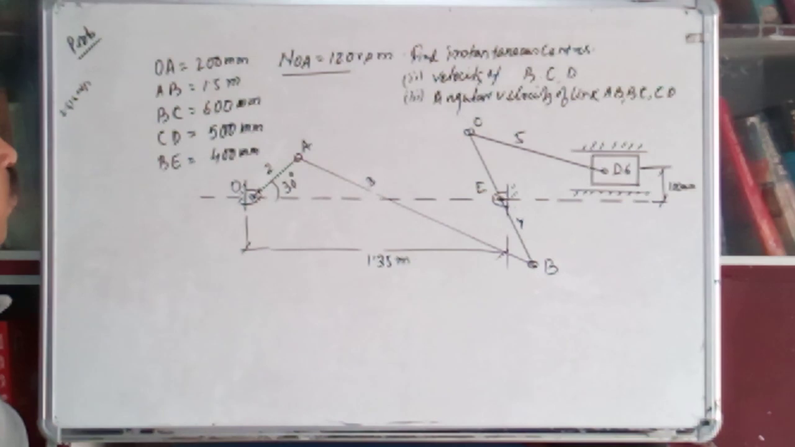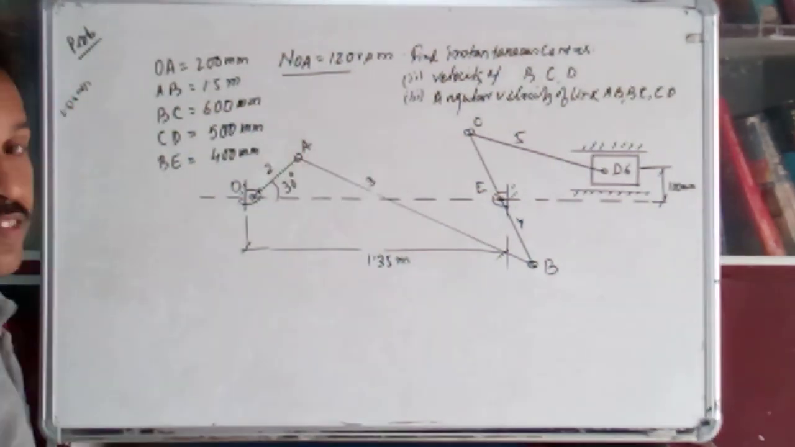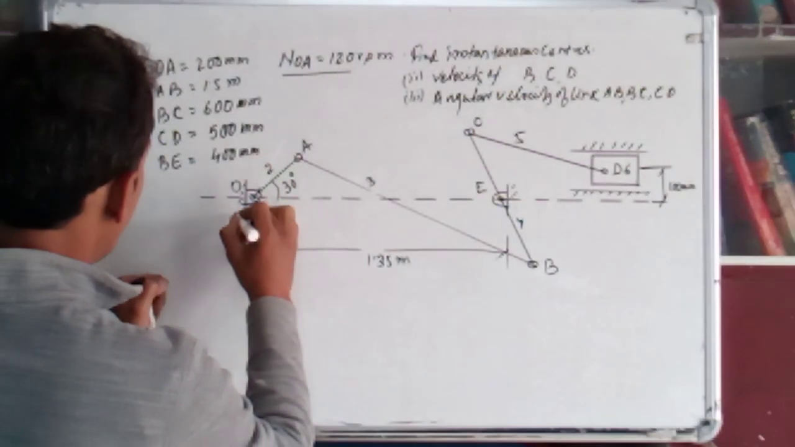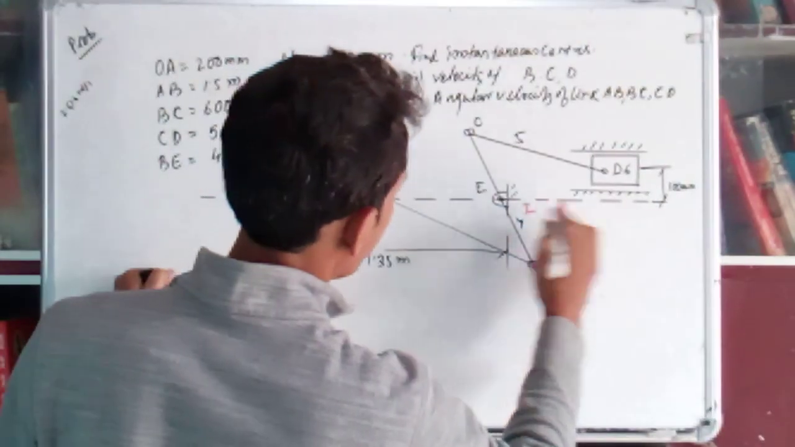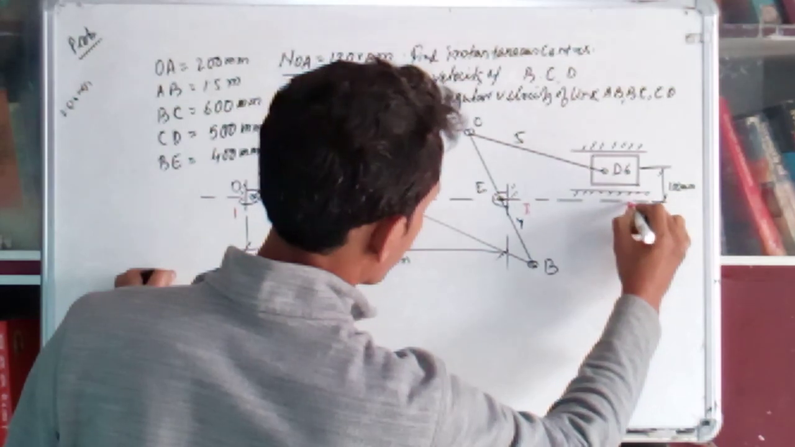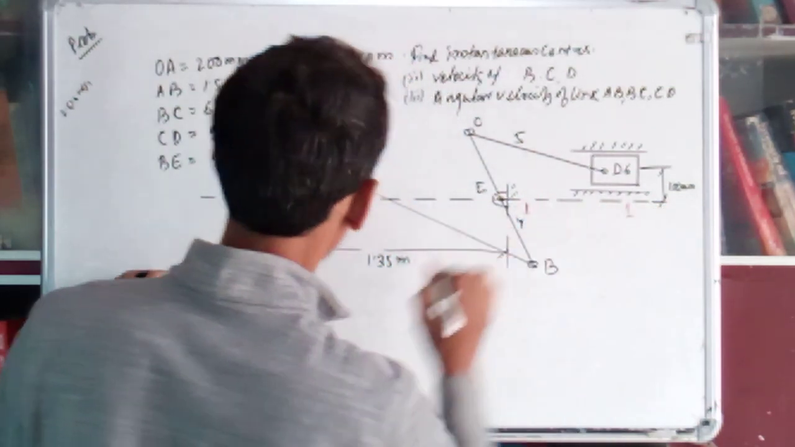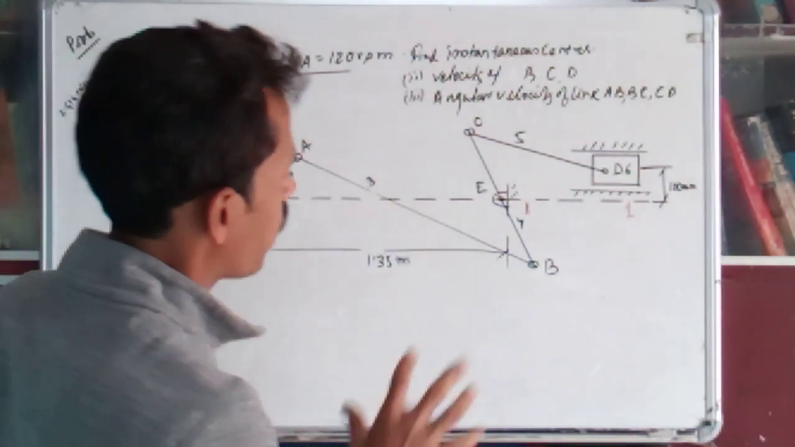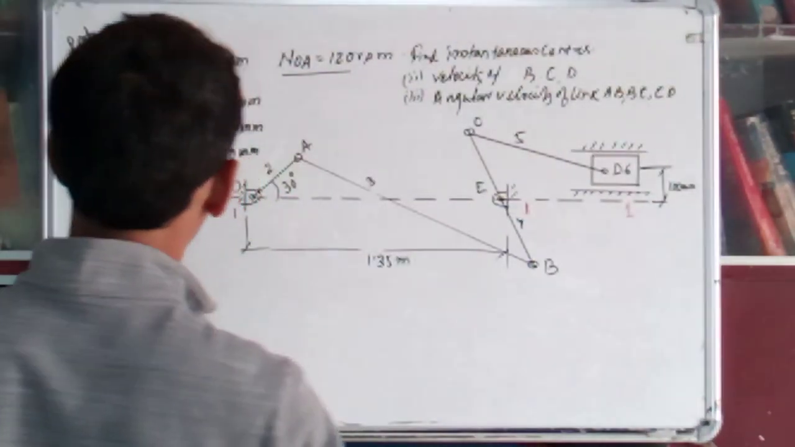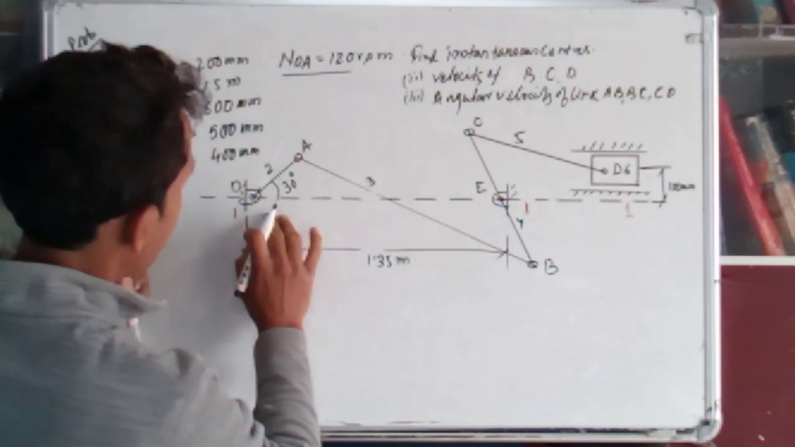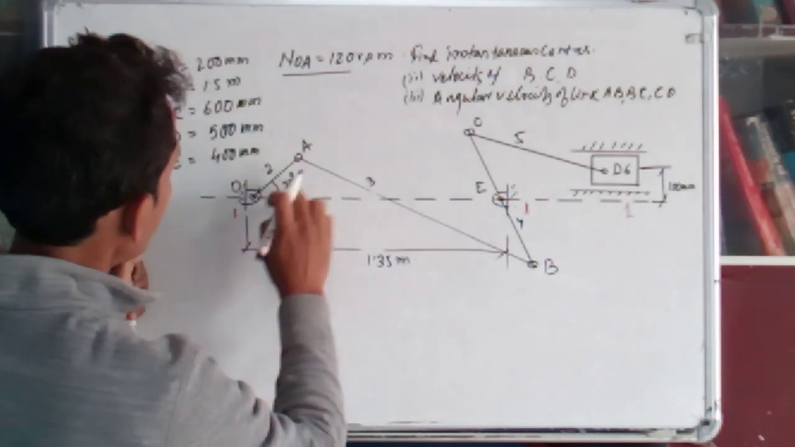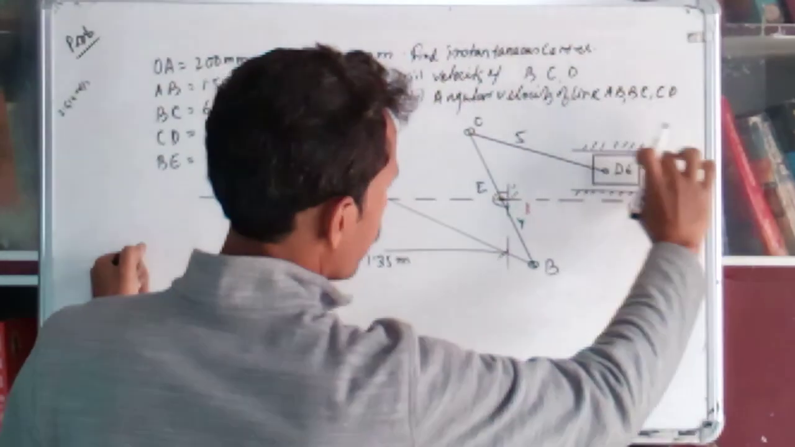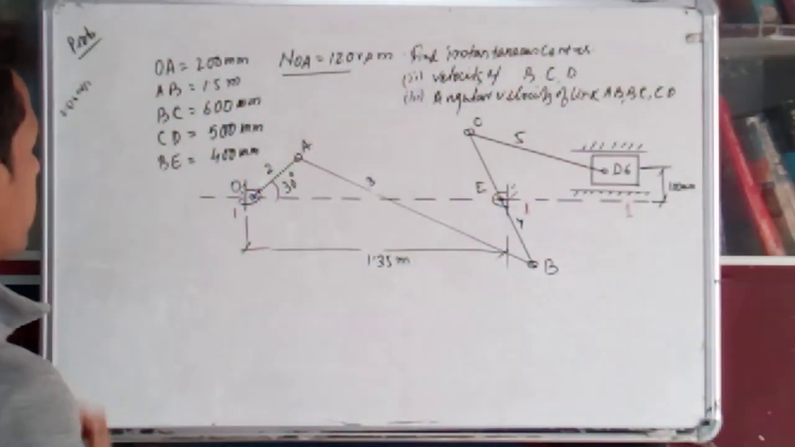First of all, you have to find the instantaneous centers of all points. This link number one is fixed, so consider this as one. Now first of all identify the instantaneous centers. By inspection we can find the different instantaneous centers. Here you can see there are turning pairs, 2, 3, 4, 5, and another is a sliding pair.